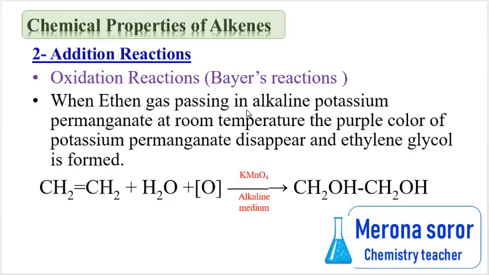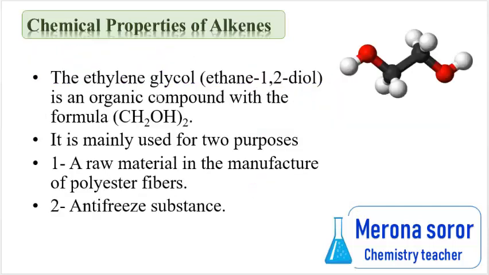When ethene gas is passed in alkaline potassium permanganate at room temperature, the purple color of the potassium permanganate disappears and ethylene glycol is formed. CH2=CH2 plus H2O plus oxygen resulting from the oxidizing agent KMnO4 in alkaline medium gives CH2OH-CH2OH, ethylene glycol. Ethylene glycol, ethane-1,2-diol, is an organic compound with the formula CH2OH-CH2OH.